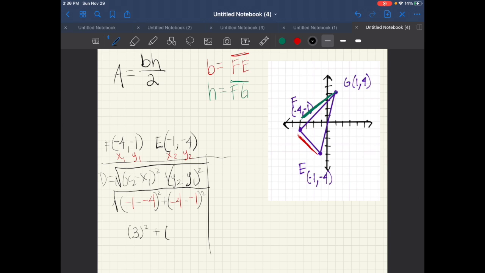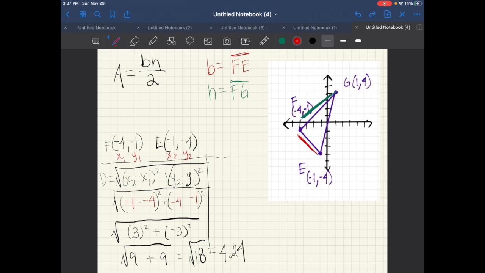Then -4, again, minus a negative is going to be the same as plus 1. So -4 plus 1 is going to give us -3. And then we're going to take the square root of the whole thing. So 3 to the second power is 9. -3 to the second power is also 9. So we have the square root of 18. So I did that on a calculator, and so the square root of 18 is going to be 4.24. So I'm going to plug that in up here.